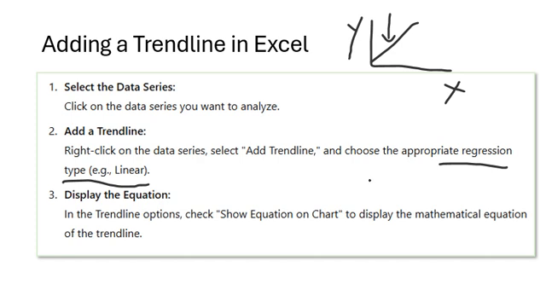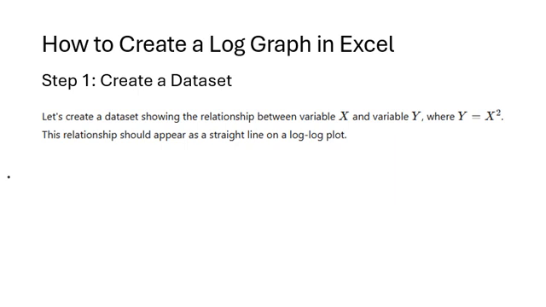For this lab, we're doing a power regression, so I'm going to show you how to do that. And of course, you're going to display the equation. In the trend line options in Excel, there is a show equation on chart checkbox, and if you select that checkbox, it's going to display the mathematical equation of that trend line.